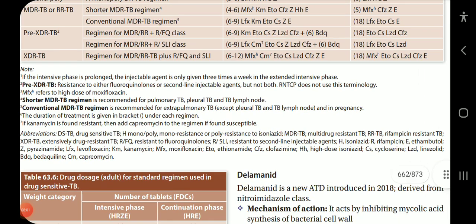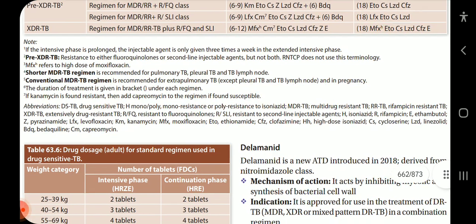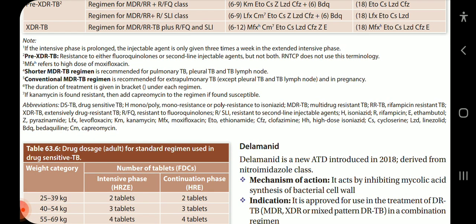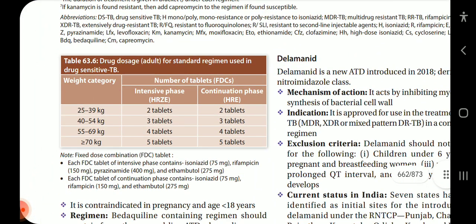Okay, MDR-TB is multi-drug resistant TB, RR-TB is rifampicin resistant TB, XDR-TB is extensively drug resistant TB, RFQ is resistant to fluoroquinolones, RSLI is resistant to second line injectable agents, H is isoniazid, R is rifampicin, E is ethambutol, Z is pyrazinamide, LFX is levofloxacin, KM is kanamycin, MFX is moxifloxacin, ETO is ethionamide, CFZ is clofazimine, HH is high dose isoniazid, and CS cycloserine, LSZ linezolid, PDQ bedaquiline, and CM is capreomycin. So all these can be used for the treatment of tuberculosis.